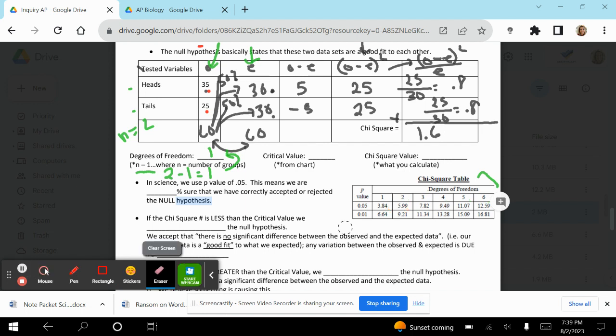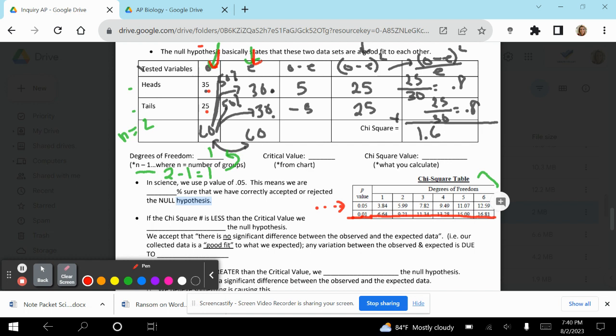The second thing you're going to have to remember is which p-value we're going to use. In science, we are always going to use a p-value of 0.05. You are never going to use the numbers off of this bottom line. Using a p-value of 0.05 means that when we make a decision, again, whether 35 and 25 is a good fit to 30 and 30, or if those numbers are too far off, we're going to be 95% confident in our decision. That is the level of confidence that's acceptable in science.